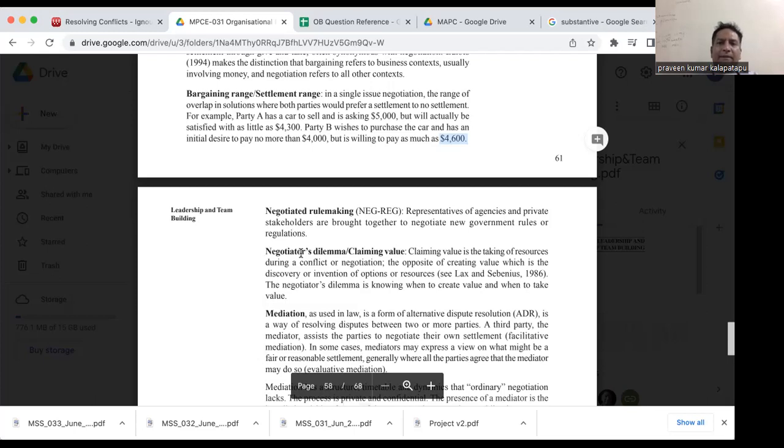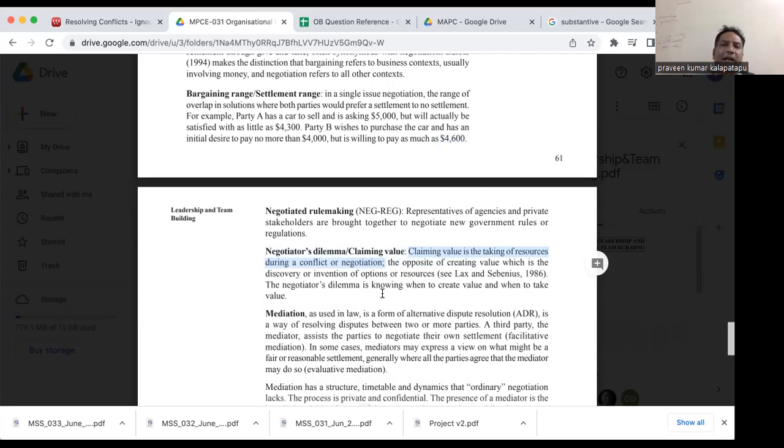So next is the negotiator's dilemma, or claiming the value. Claiming value is the taking of resources during a conflict or negotiation. This is the opposite of creating the value. It's about when exactly you need to associate a value, and when to take value.